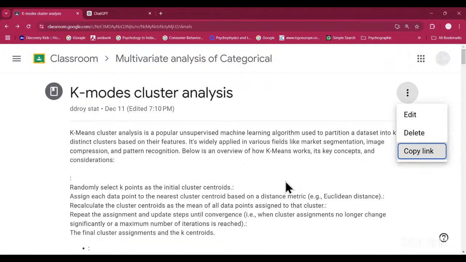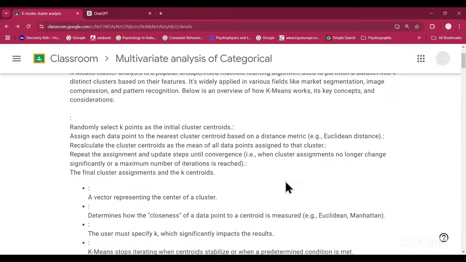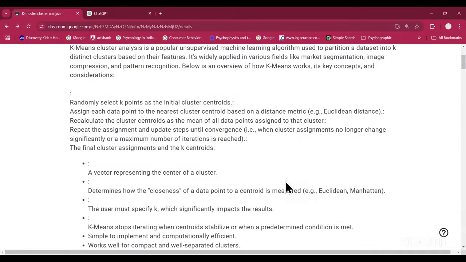After that, a centroid is a vector representing the center of a cluster. Determine how the closeness of a data point to a centroid is measured, that is, Euclidean or Manhattan distance. The user must specify K, which significantly impacts the results.